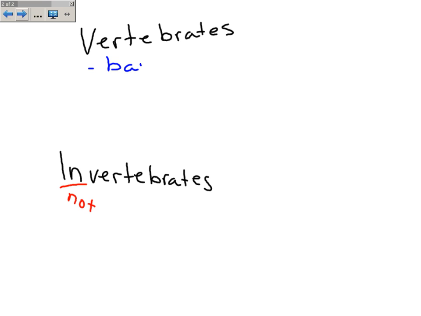The word vertebrate means backbone. There are all kinds of animals that have backbones. Some examples of those are humans, fish, snakes. A lot of people don't think snakes have backbones. They do. It's just very flexible.